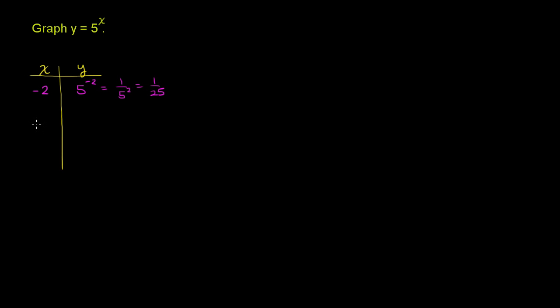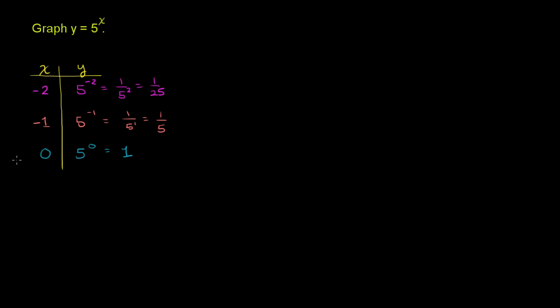Now let's try another value. What happens when x is equal to -1? Then y is 5 to the -1 power, which is the same thing as 1 over 5 to the first power, or just 1/5. Now let's think about when x is equal to 0. Then y is going to be equal to 5 to the 0th power, which we know anything to the 0th power is going to be equal to 1. So this is going to be equal to 1.